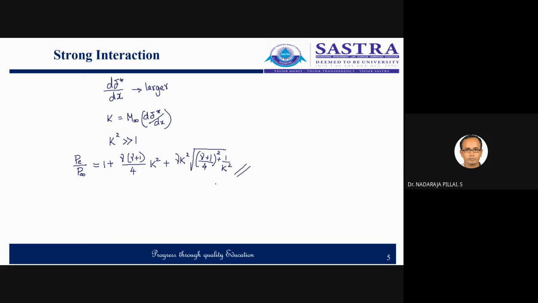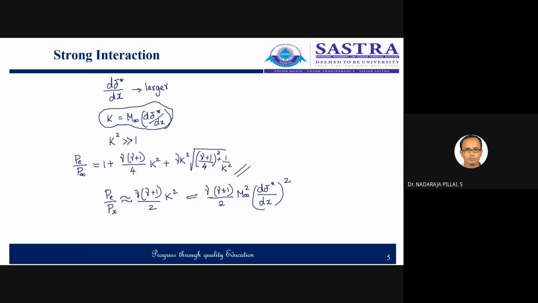Now by considering the assumption that k square is very much greater than 1, we can further write pe by p infinity, which can be equated to gamma into gamma plus 1 by 2, because here you have 1 by 4 and here 1 by 4, then k square. This 1 by k square, when k square is very much greater than unity, we neglect. Now we can equate this to gamma into gamma plus 1 by 2 into k square, where k is equal to M infinity into d del star by dx. Hence, we can write M infinity square into d del star by dx whole square.